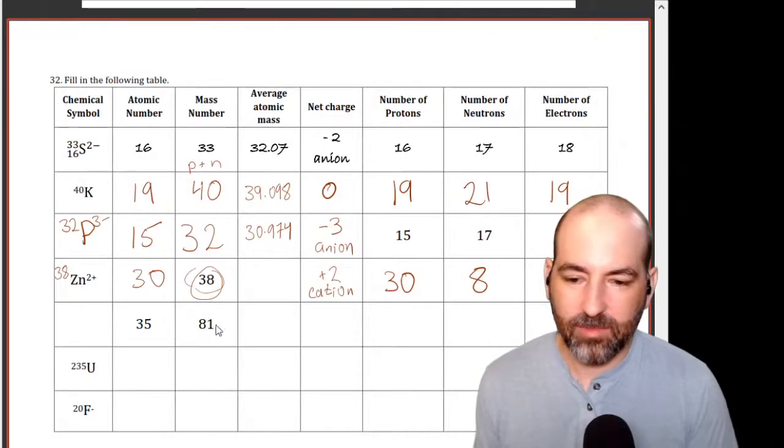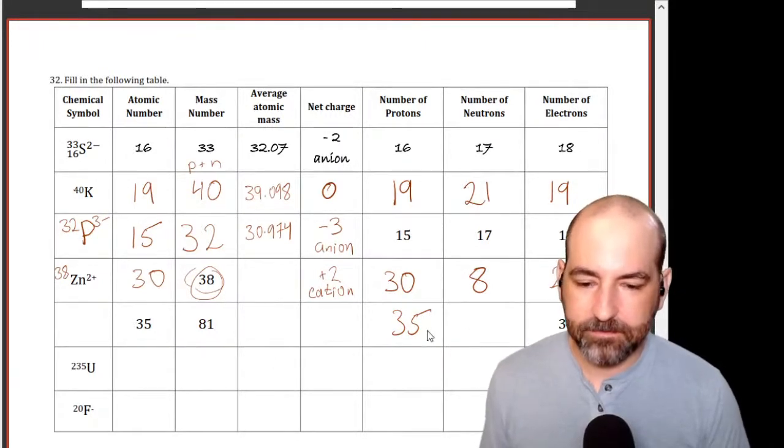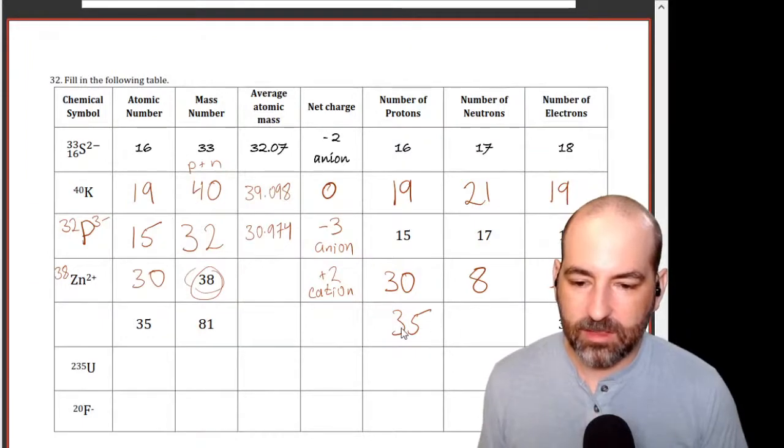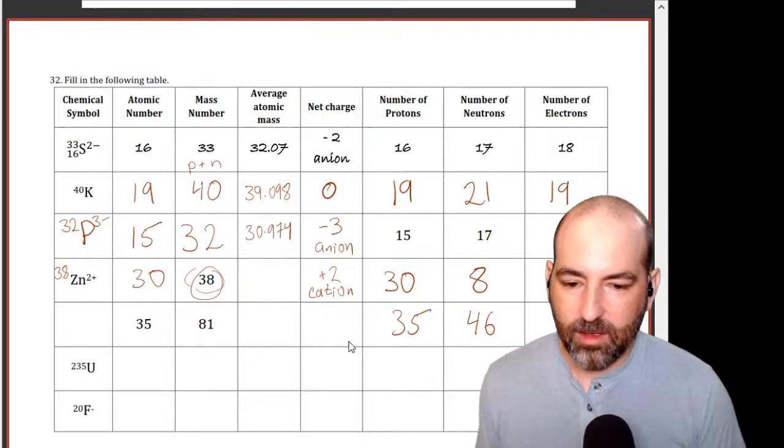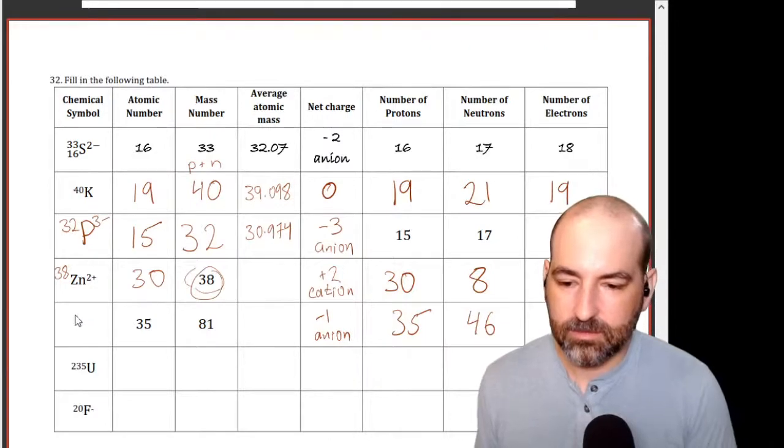All right, over here, we've got 35, 81. Let's do all our particles first, and then we can fill in the symbol. So neutrons, 35. We got 81 mass number overall. So that's going to be 46 neutrons. 35 protons, 36 electrons gives us a -1. And I believe this is bromine.